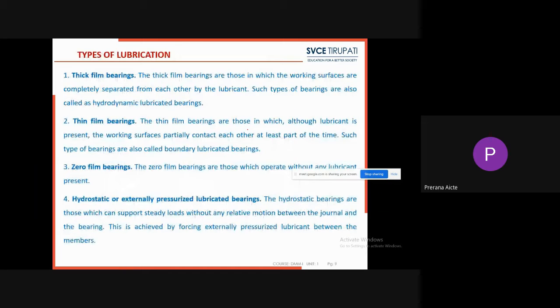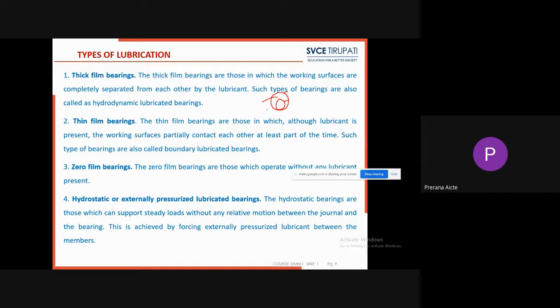Next, see, what are the types of lubrication? Why? Because here we have a journal and a bearing. In between this journal and bearing, what happens? If the journal keeps on revolving, some amount of heat will be generated. How are we going to absorb it? By supplying a lubrication method. How are we going to absorb and minimize the heat? By supplying lubrication oil.